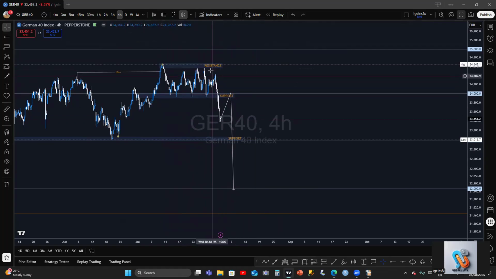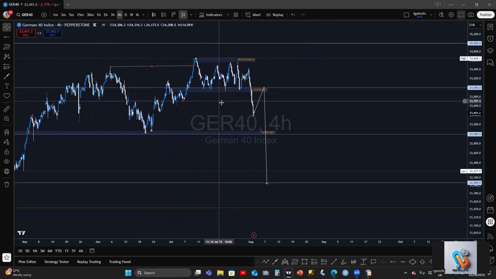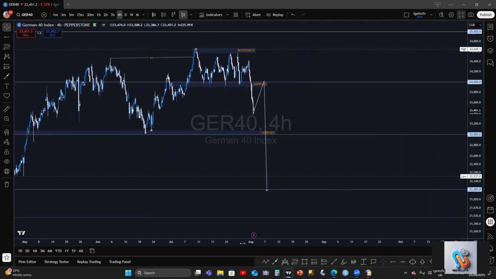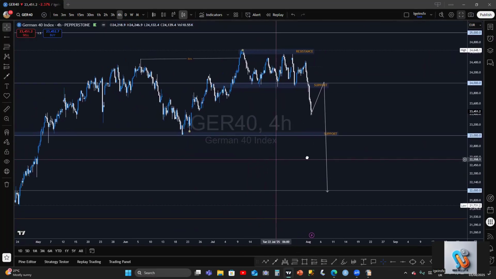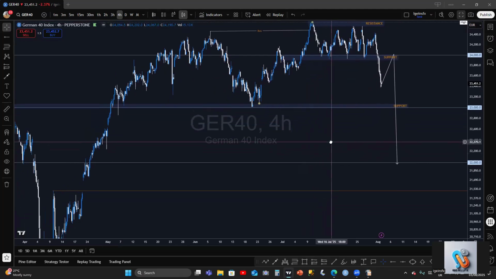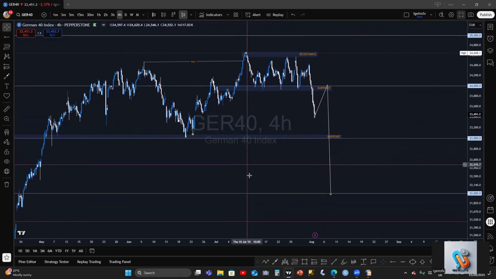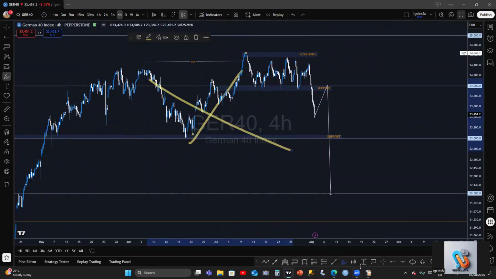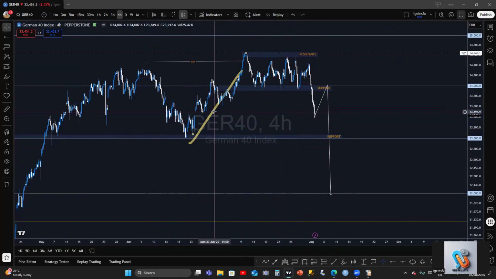Now, it has broken down this level. There's a breakout, a break to the downside. So now that a break to the downside has happened, what we should be expecting is for price to pull back to retest this same level, then continue to go down. As far as I'm concerned, price has to break down this structure.